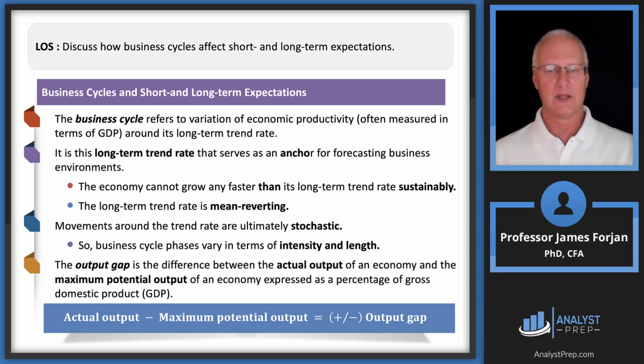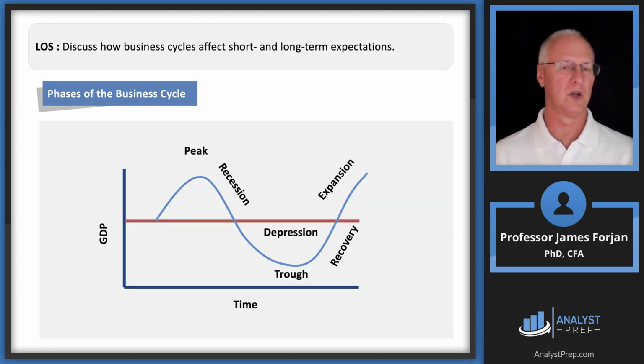And so the reading then does emphasize this concept of an output gap, where we take actual output and we subtract the maximum potential output, and that gives us an output gap. And that gives us a really good sense of the relationship between short and long term.